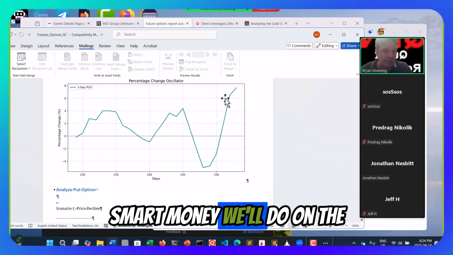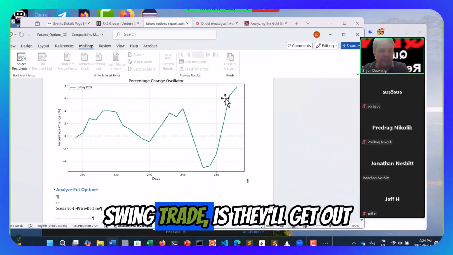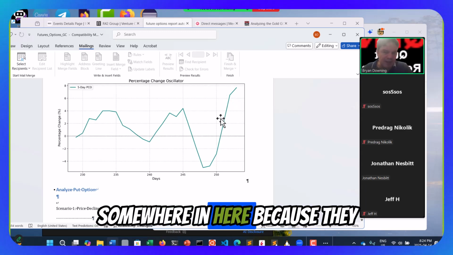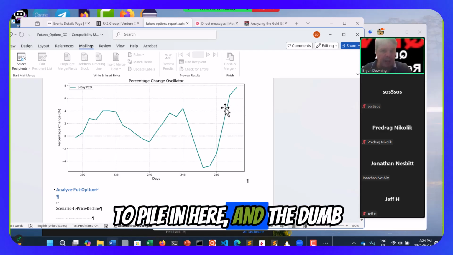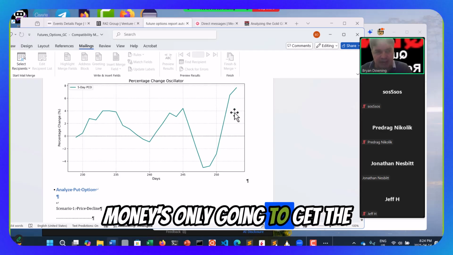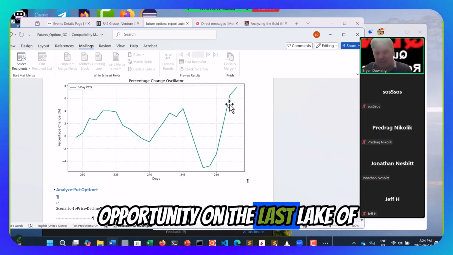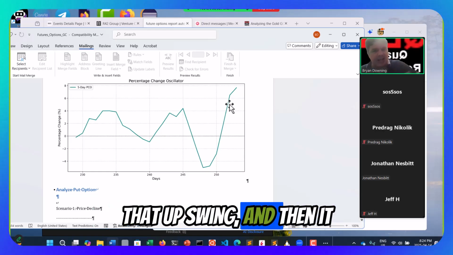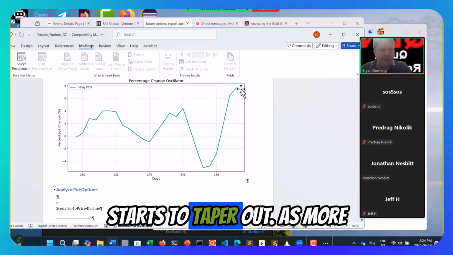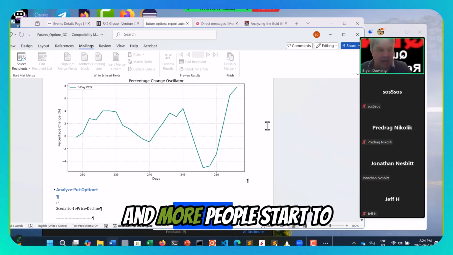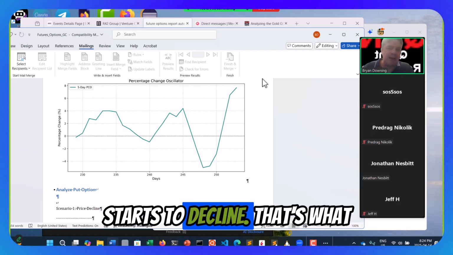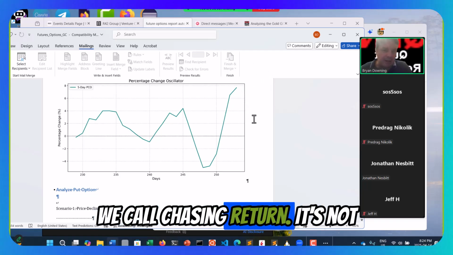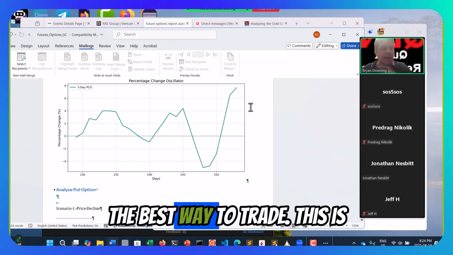What the smart money will do on the swing trade is they'll get out somewhere in here because they know the dumb money is going to pile in here, and the dumb money is only going to get the opportunity on the last leg of that upswing, and then it starts to taper out as more and more people realize they came in too late, and it starts to decline. That's what we call chasing return. It's not the best way to trade.